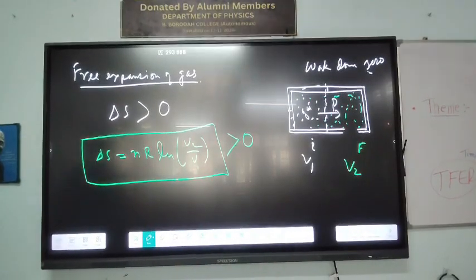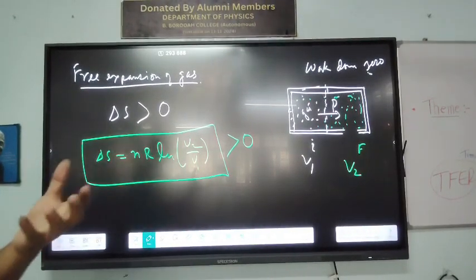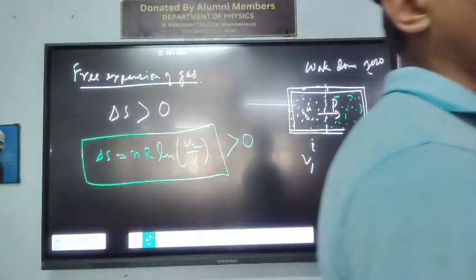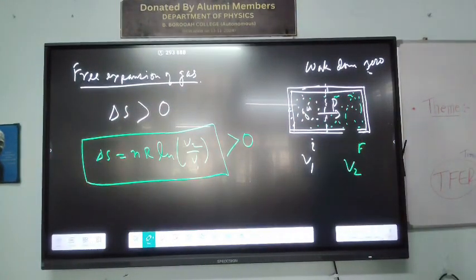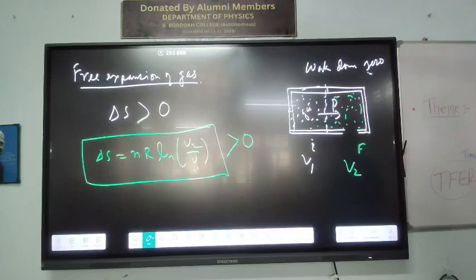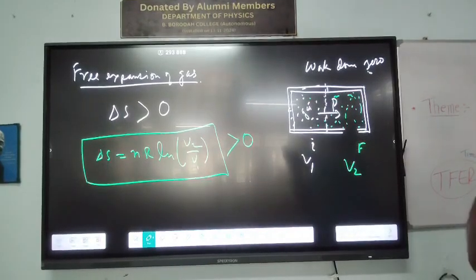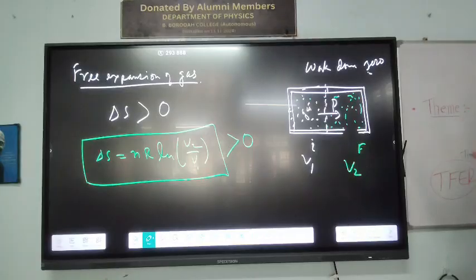The definition of entropy change actually comes from the reversible process. If I have to calculate for an irreversible process, the whole path will be replaced by a reversible path. So I have to divide it into small steps, and then only I can calculate the change in entropy.